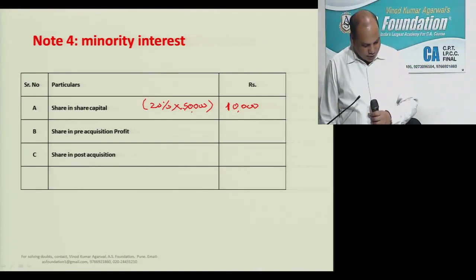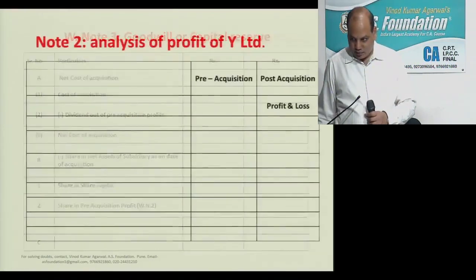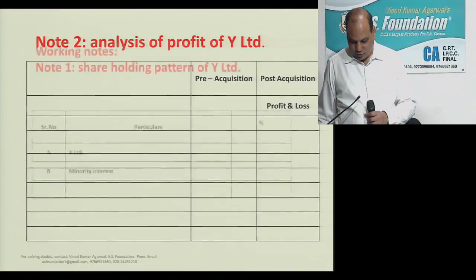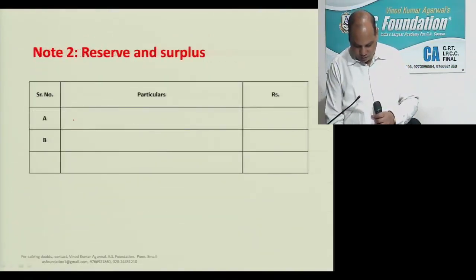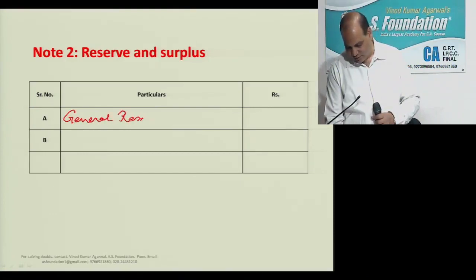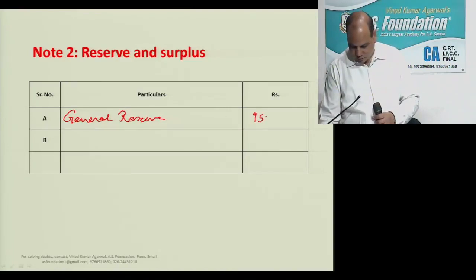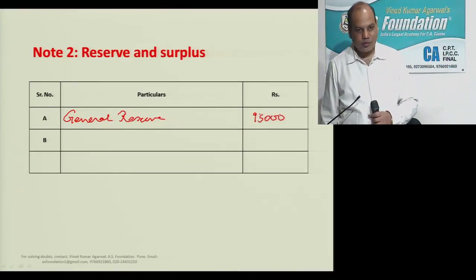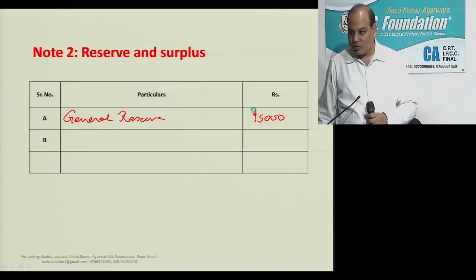Share capital is over. What about general reserve on 1st January? Note 2, first holding company, note 2, right here. General reserve 95,000 on 1st January 2011. And what about Y Limited?